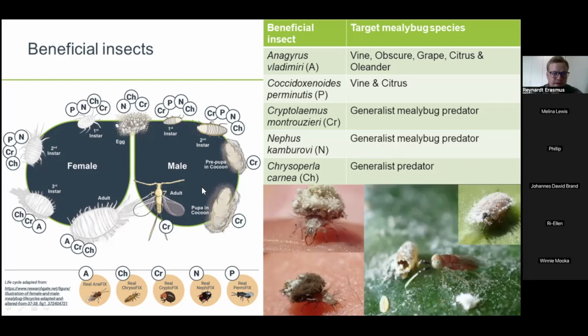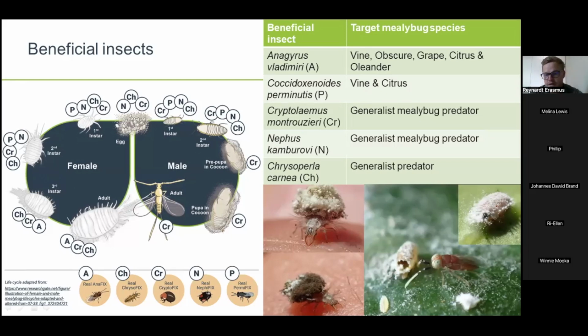It is a wasp that effectively targets the 3rd instar of the female life cycle, as well as the adult female. When it comes to Anagyrus, that you can see down here, they effectively target both vine and citrus mealybug. But because it is a much smaller wasp, they are only able to parasitize the 1st instar nymph, the 2nd instar nymph, in some cases also the 3rd instar nymph, but they prefer to parasitize the 1st instar nymph.